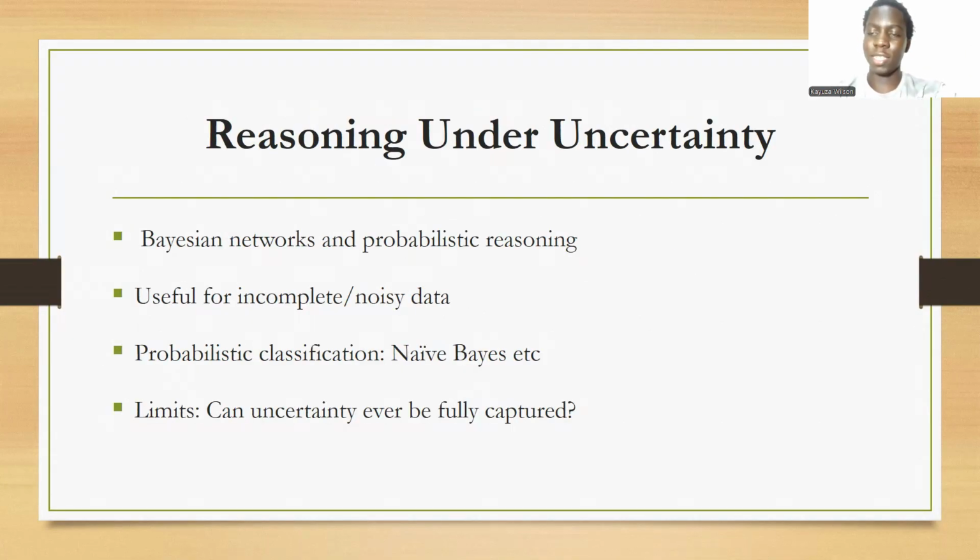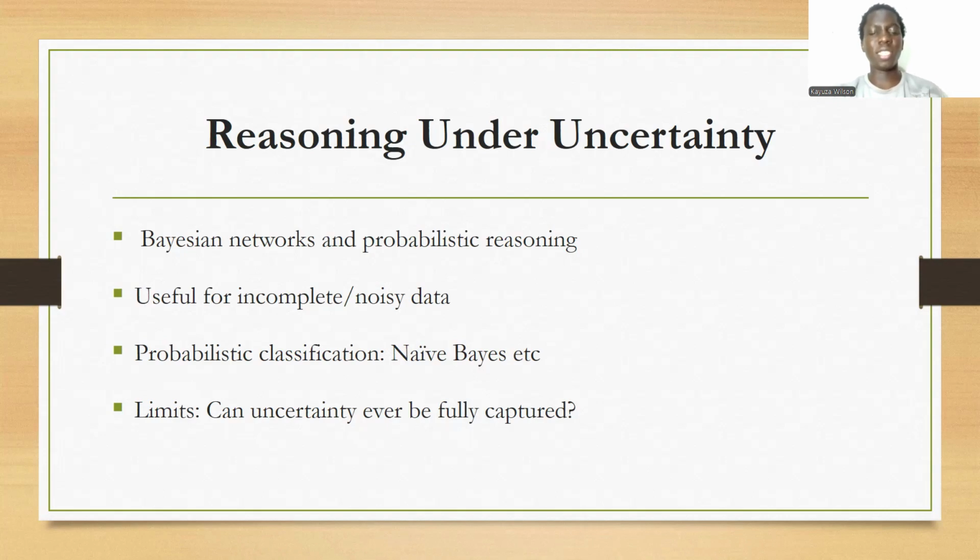Moving on to reasoning under uncertainty. Remember that AI usually works with unclear, incomplete or noisy data, so it needs a way to reason under uncertainty. Bayesian networks are one of the solutions. They use probabilities to model relationships between variables. So probabilistic reasoning enables systems to make decisions even when the data is not clear or perfect. But the limit is, can uncertainty really be fully captured?